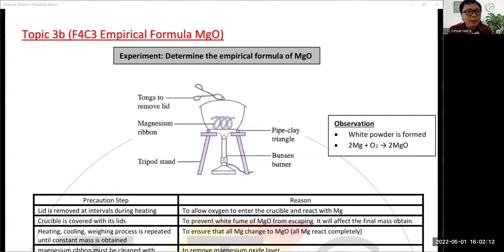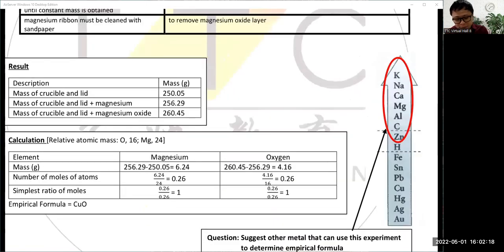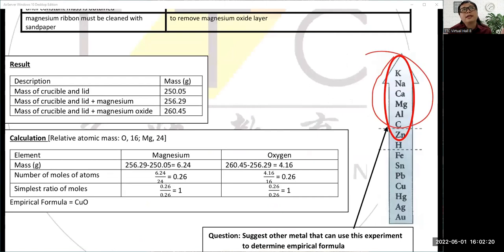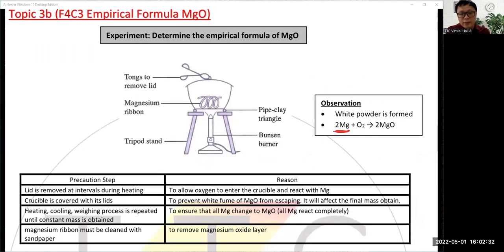Now we learn the second experiment, which is also used to determine the empirical formula, but for metals that are more reactive, because hydrogen gas won't be able to take away oxygen from them. So instead of using hydrogen gas to reduce them, we straight away burn the chemical with oxygen. For example, magnesium is very reactive, so we heat it so that it reacts with the oxygen to become magnesium oxide.